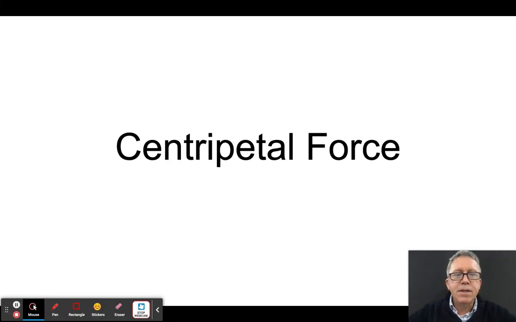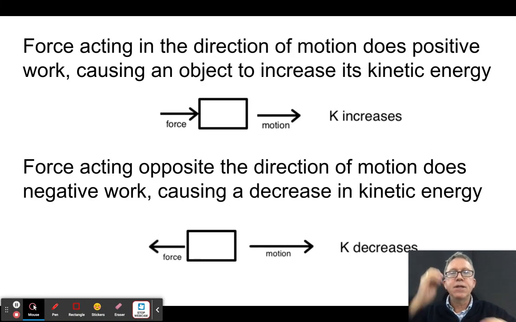Hi, today we're going to learn about centripetal force. So let's get started with this. Okay, so if you remember, if a force is acting in the direction that an object is moving, so the object is moving this way, I apply a force to it, its kinetic energy is going to increase. Similarly, if we have an object that is traveling in the same direction, but this time the force is going in the opposite direction to its motion, so it's opposing its motion, well, it's going to lose kinetic energy.